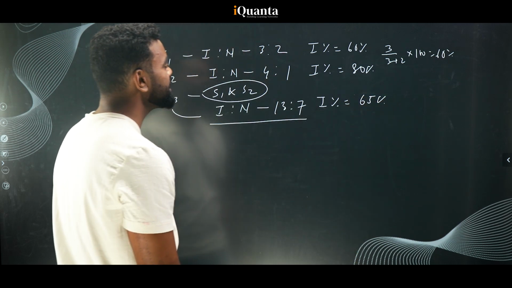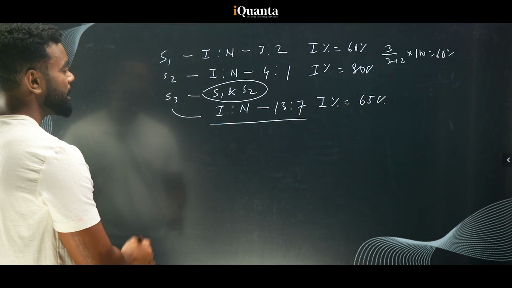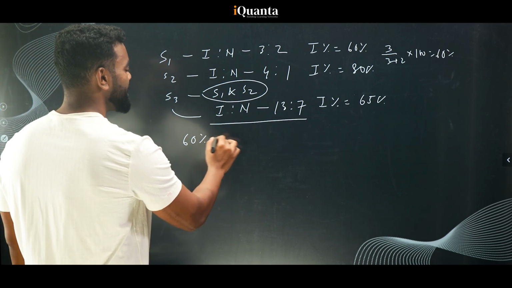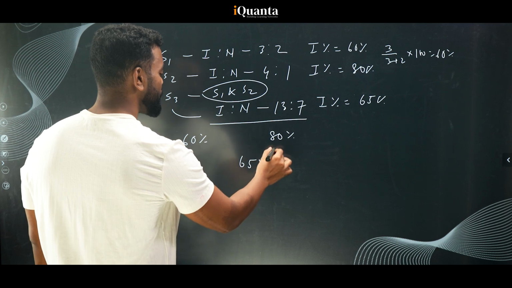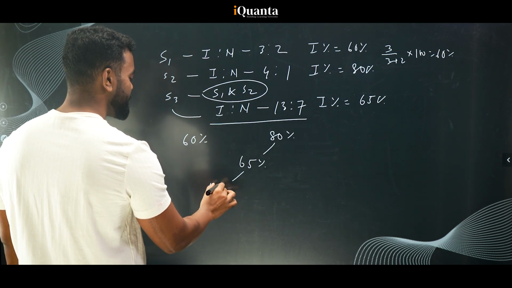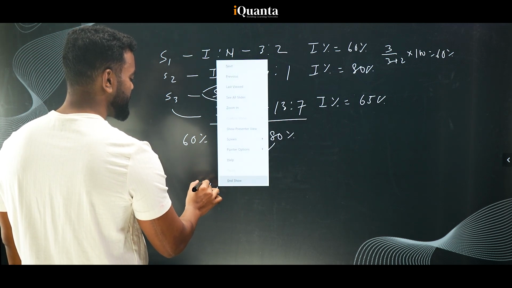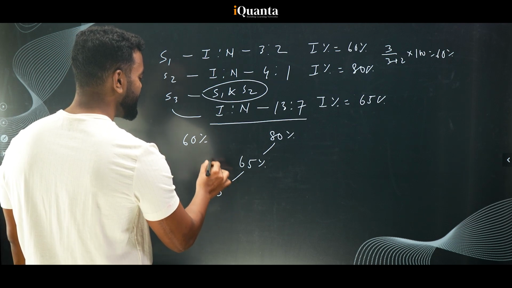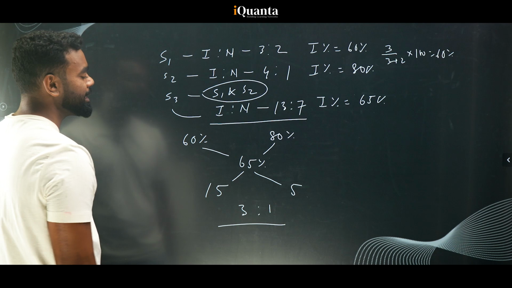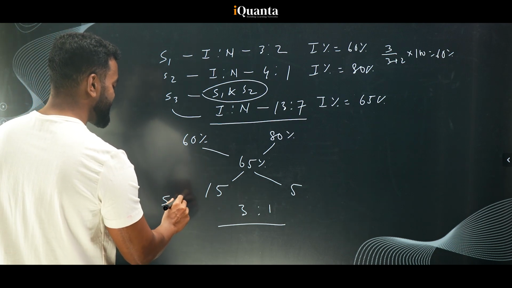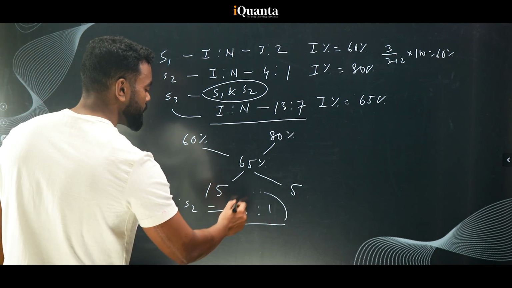Now you have the iron percentage for 3 cases, right? Now I know 60% iron mixing with 80% iron gives me 65% iron. So what is the ratio? This is 15, this is 15 and this is 5. So the ratio is nothing but 3:1. So I can find the ratio of S1 and S2: S1 is to S2 is nothing but 3:1.